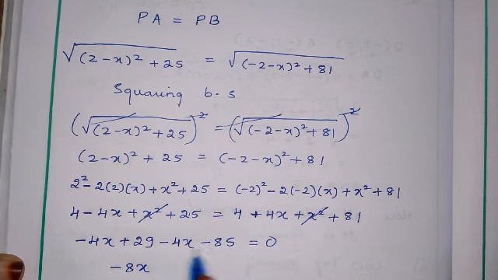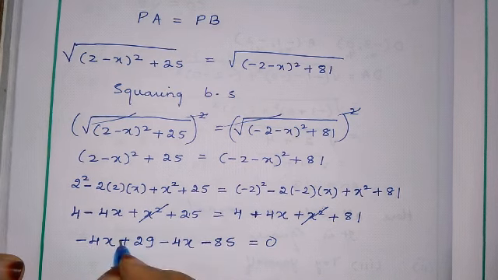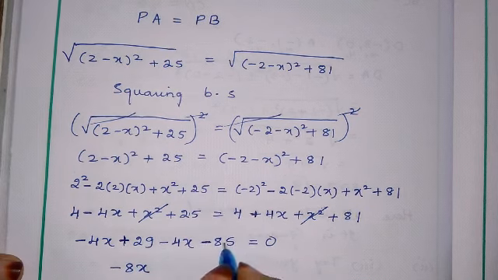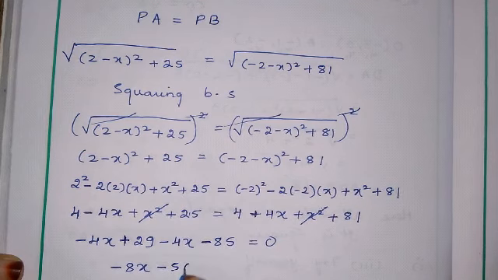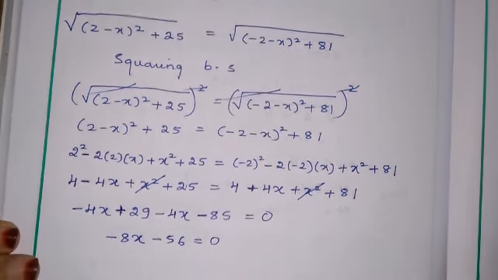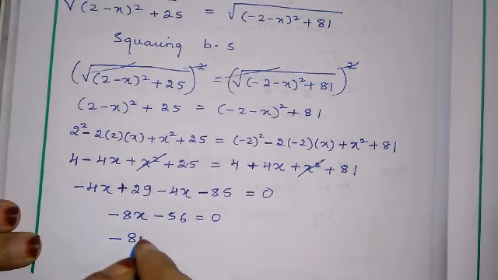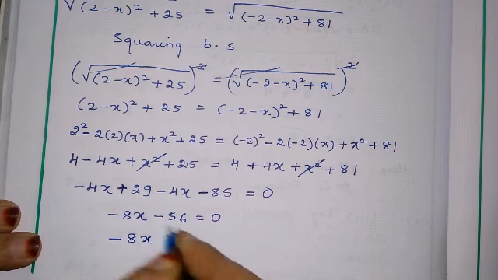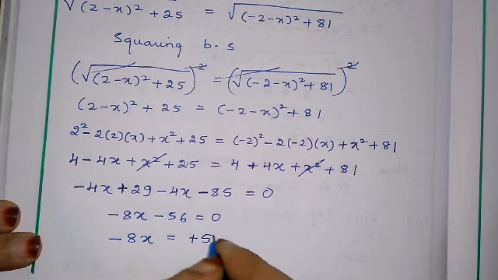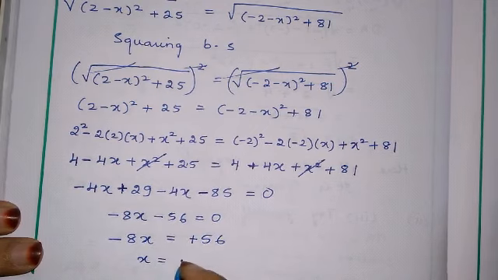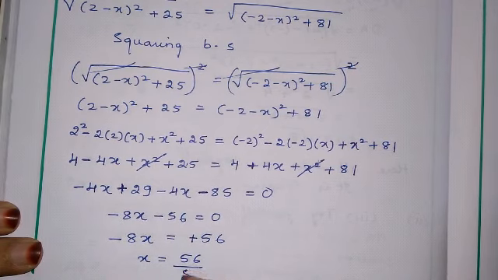85 plus 1 minus 1 plus. Okay, 1 minus 1 plus is minus. We have to do 85 minus 29 is 56. Greater sign is minus 56 is equals to 0. Now minus 8x is equals to minus, this side if I bring plus 56, x is equals to 56 by 8.